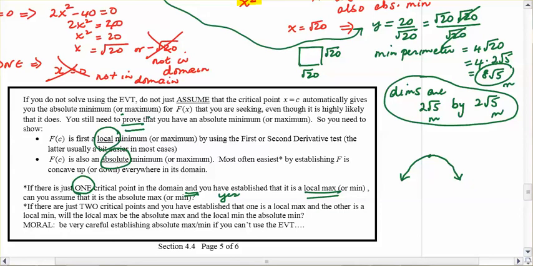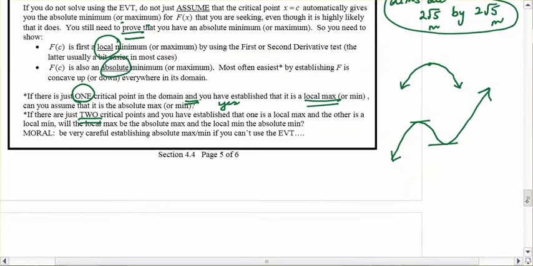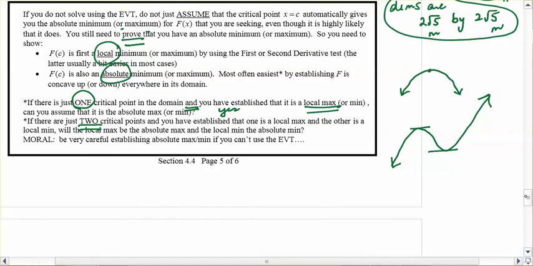However, if there are two critical points, and one is a local max and the other is a local min, you may be tempted to say, meh, there's only one local max, it must be the absolute max as it's the only candidate. You need to be really careful. You cannot make that assumption, because look, here is a local max and a local min, and yet these y values are not the greatest y values, so the local max is not an absolute max, and the local min is not an absolute min. So moral of that little story is be very careful that you establish an absolute min or max correctly.